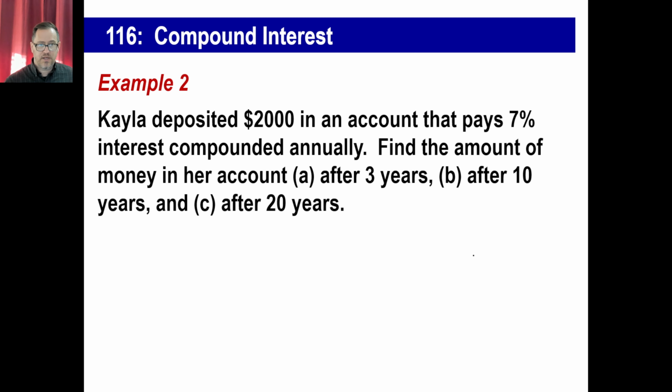All right, let's do another one. Kayla deposited $2,000 in an account that pays 7% interest compounded annually. Find the amount after 3 years, after 10 years, and after 20 years.